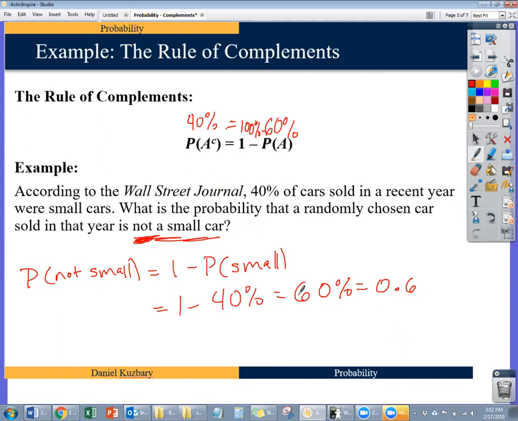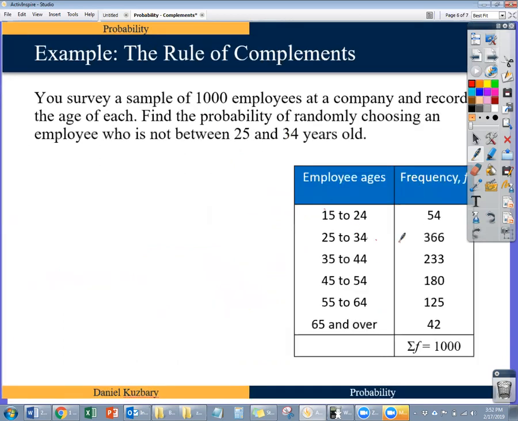But you see how quick that is? Again, intuitively, it makes sense, but you're going to find a few more confusing sounding problems where you can just find the complement by subtracting it from 1. Subtract the probability from 1, and you get that. So this is a very, very powerful rule. Let me show you another one with a bigger data set.